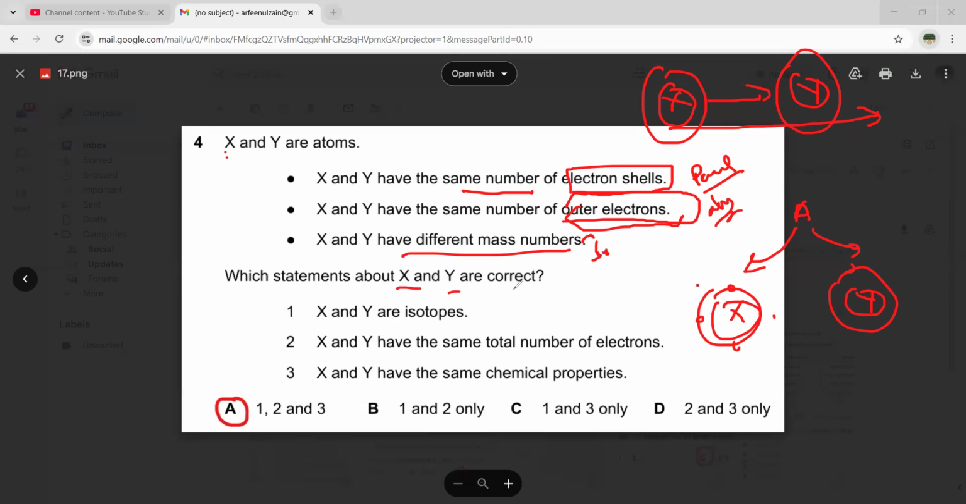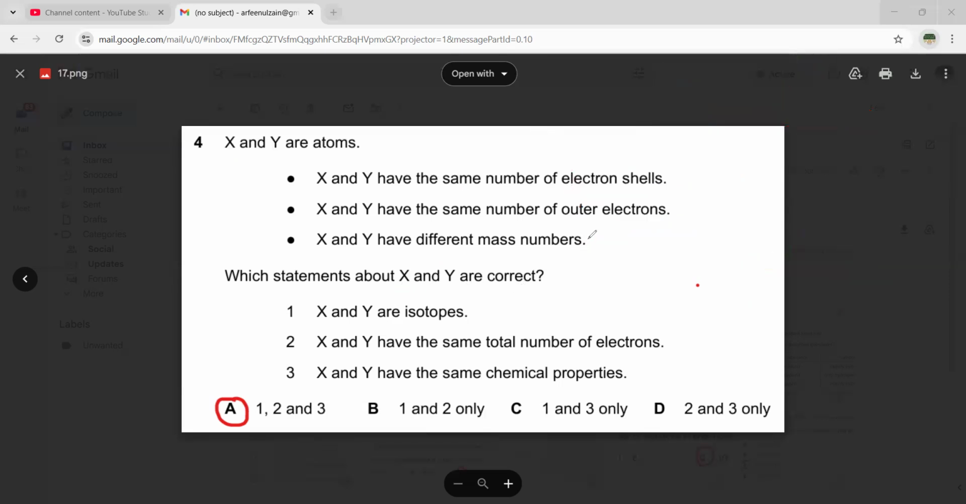Which statements about X and Y are correct? X and Y are isotopes. This matches the description of an isotope. X and Y have the same total number of electrons. That's also right, because they have the same number of outer shell electrons, so the total number of electrons should also be the same. And they have the same chemical properties. Because they have the same number of outer shell electrons, they should have the same chemical properties as well. So all three statements are correct. X and Y are actually isotopes of the same element.